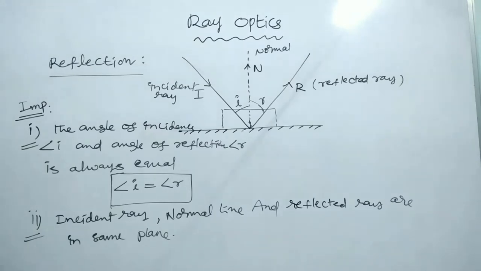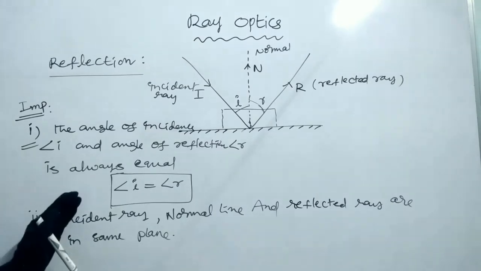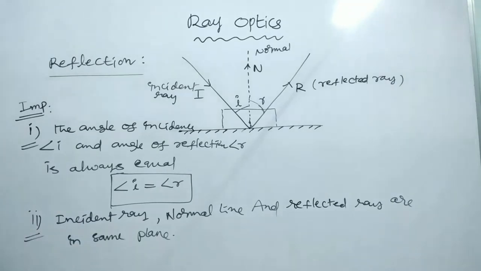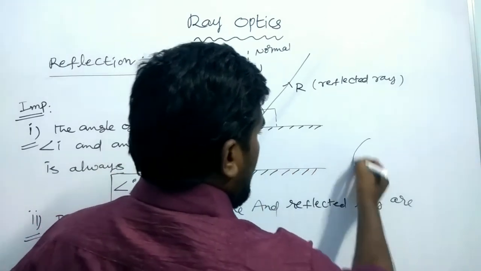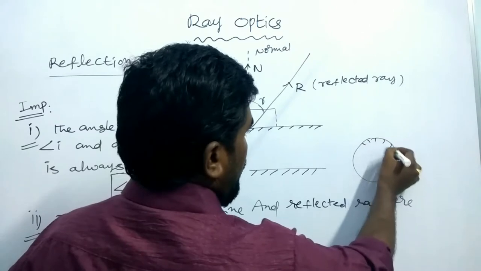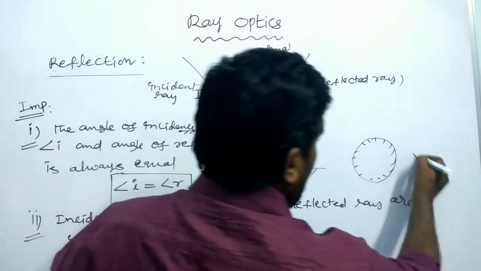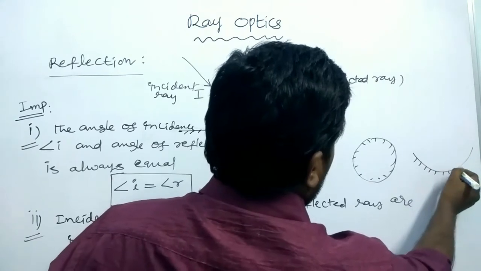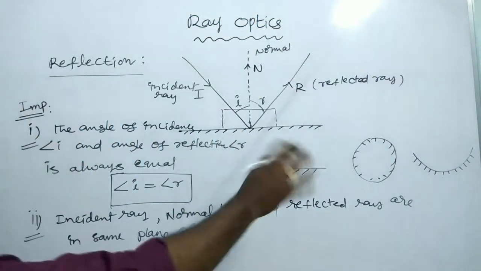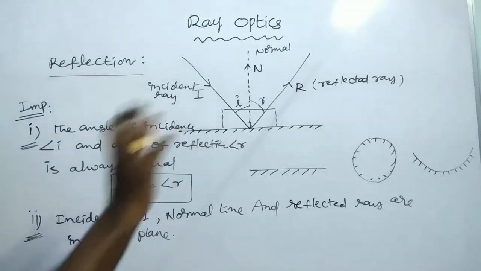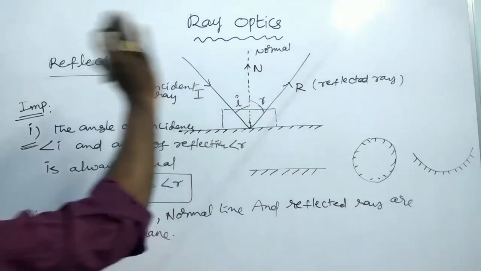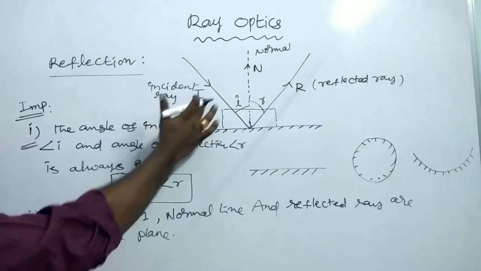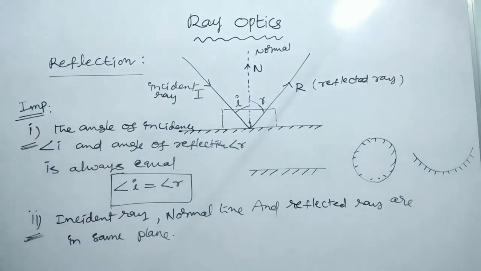You have to remember these are applicable for all mirrors. Whatever the shape of the mirror, either in this shape or in this shape, these are applicable for any type of mirror. The first one is that the angle of incidence is equal to the angle of reflection. The second one is that the incident ray, the normal line and the reflected ray, all three are in the same plane.